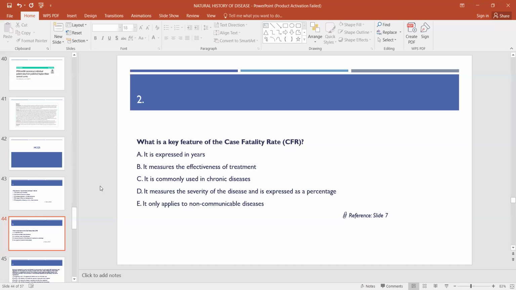What is the key feature of the case fatality rate? A, it is expressed in years. B, it measures the effectiveness of treatment. C, it is commonly used in chronic disease. D, it measures the severity of the disease and is expressed as a percentage. E, it applies to non-communicable diseases.